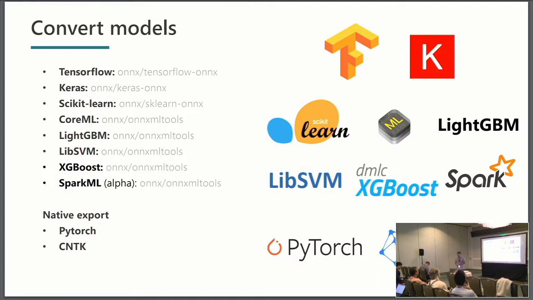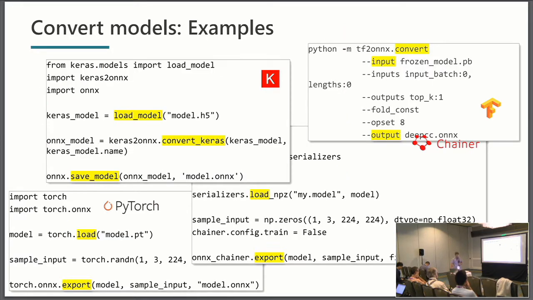For converting models, we have developed several tools to help users convert models from different toolkits, for example from TensorFlow, Keras, CoreML, or other framework formats. Also, for PyTorch and CNTK, we natively support exporting models to the ONNX format. Here are a few examples of using the converting tools, for example for Keras, TensorFlow, and PyTorch.